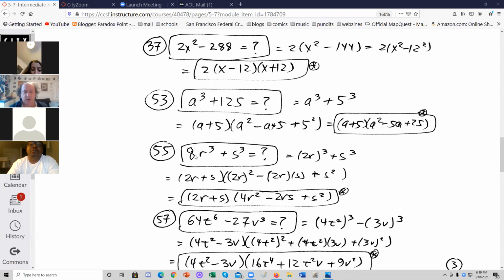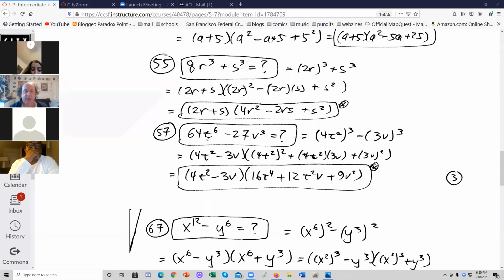8r cubed plus s cubed. Again, a sum of cubes. 8r cubed is the cube of 2r, s cubed is s cubed. And so a sum of cubes is sum times square minus product plus square. 2r plus s times the square of 2r minus 2r times s plus s squared. We clean this up, so you get 2r plus s times 4r squared minus 2rs plus s squared.